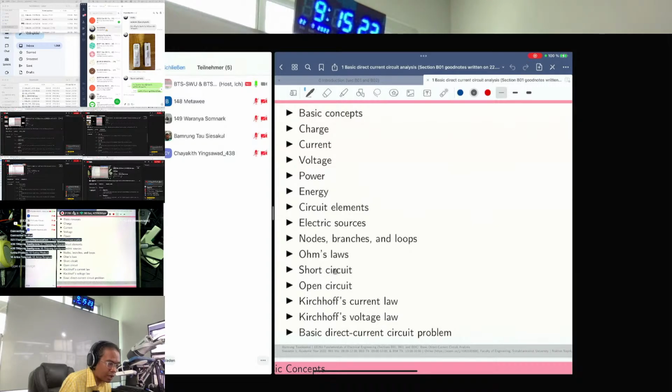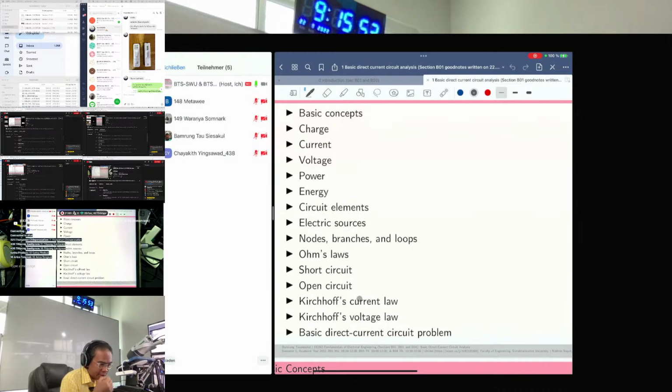But in this 0 ohm conductor, there will be no resistance at all, and the current will flow only in this way. Okay, you will see the diagram about the short circuit on that page. Okay, open circuit is another way you may use also for the maximum average power transfer.